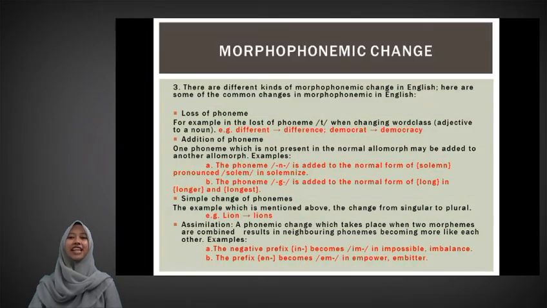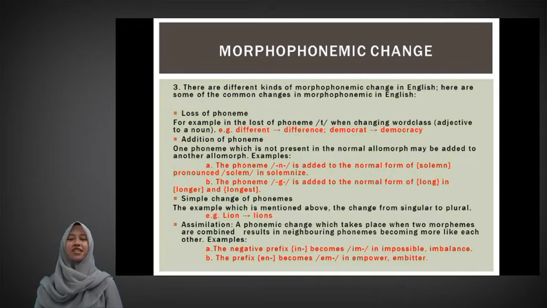So let's go on to the next, which is about the change. Yes, there are different kinds of morphophonemic change in English. Those are, first, loss of phoneme. For example, the loss of phoneme t, when it changes the word class from adjective into a noun. For example, different becomes difference. Democrat becomes democracy.